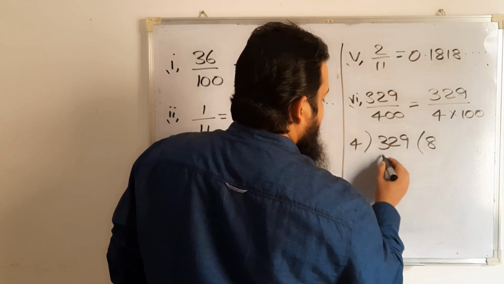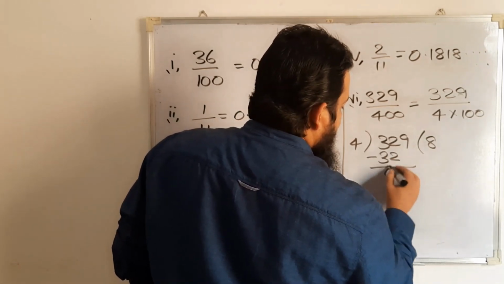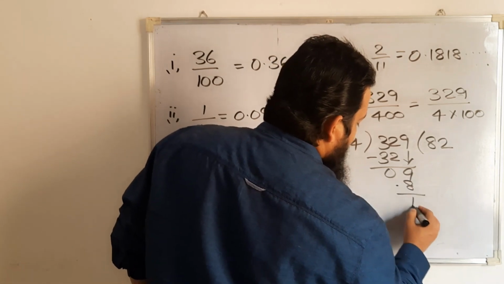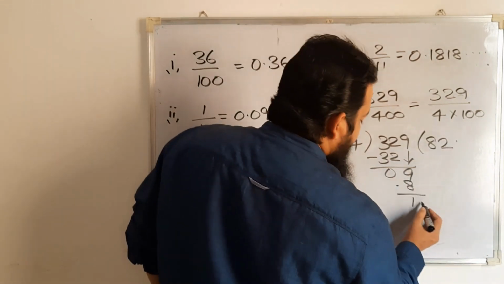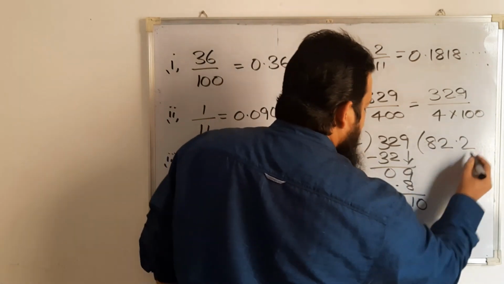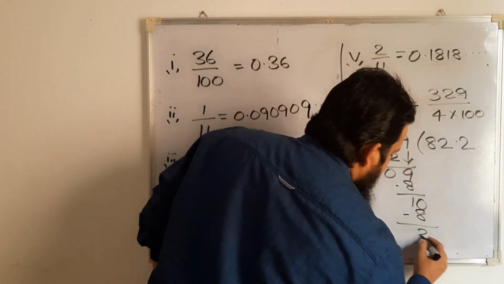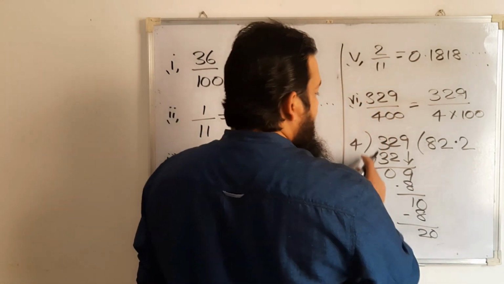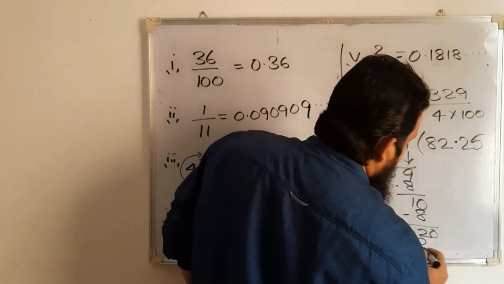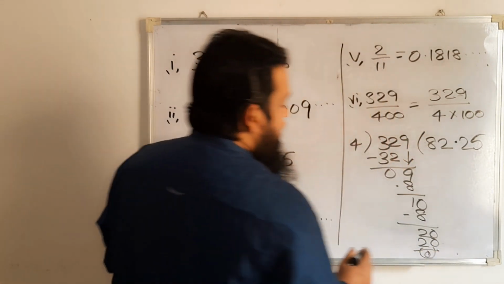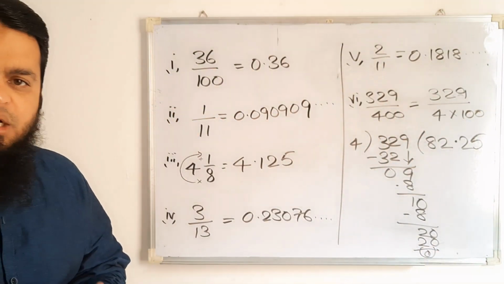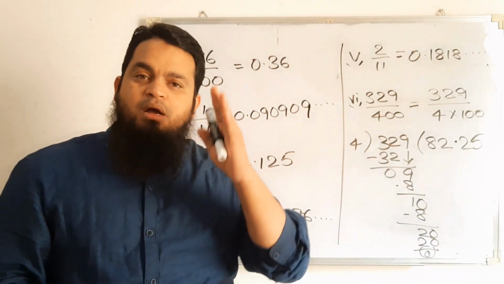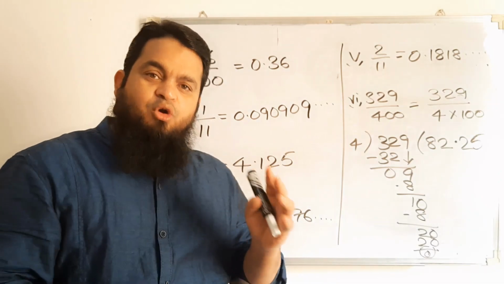So 4 8s are 32. Remainder 0, bring down 9. 4 2s are 8. Remainder is 1. And keep one decimal. 10. 4 2s are 8. Remainder 2. Keep one, already decimal is there, so you can put 0. 4 5s are 20. So remainder was 0. What was the answer? 82.25. I hope wherever you want clarification, you can pause the video and you can see the steps.